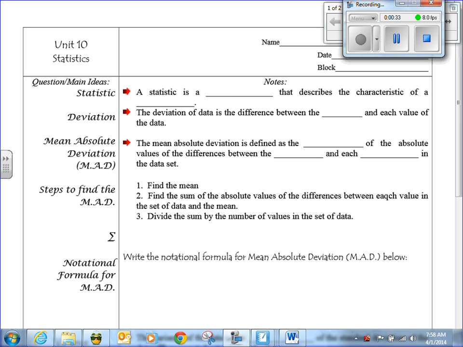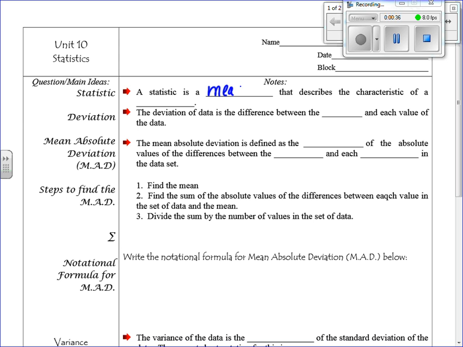Statistic. A statistic is a measure that describes the characteristic of a sample. And sample means like a set of numbers. The deviation of the data is the difference between the mean and each value of the data. So let's say I had a set of numbers and the mean or the average of those numbers was 10, but if one of the values was 1, the deviation between the mean and 1 would be 9. Okay, so that's what deviation kind of means there.